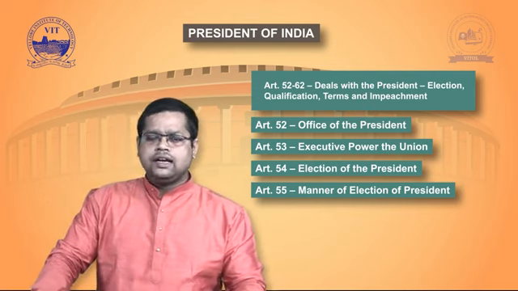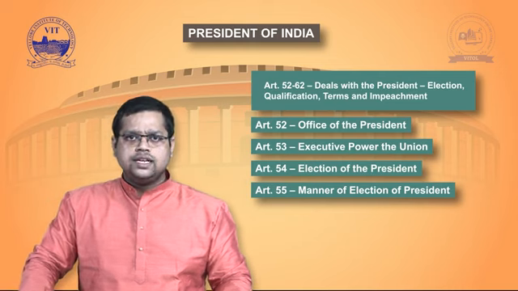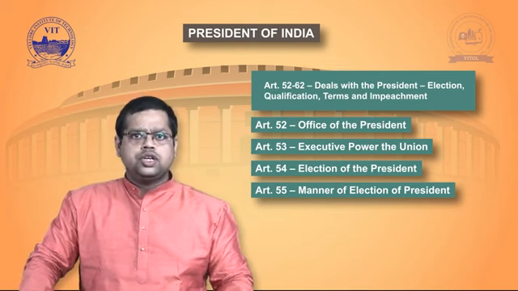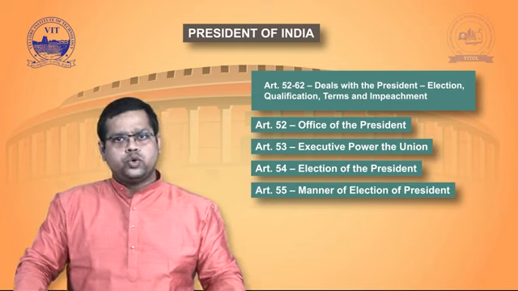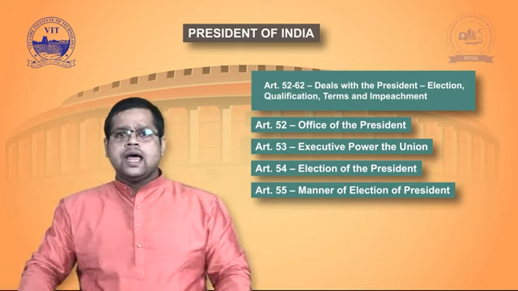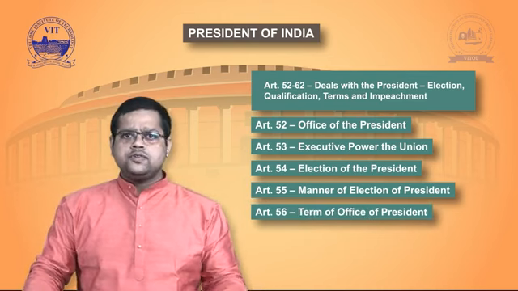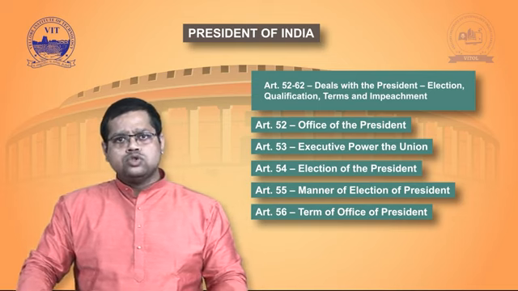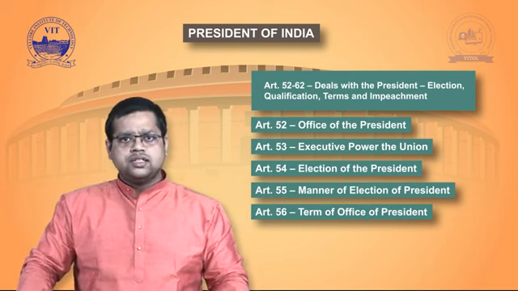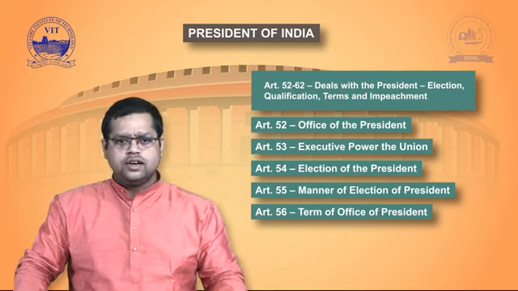So this is Article 55, which talks about the manner of election of the president, which is an indirect election, that is single transferable vote coupled with proportional representation. Then comes the question of term of office of the president. As we've already discussed, the tenure or term of office of the president is 5 years. A person who is elected stays in office for a time frame of 5 years.